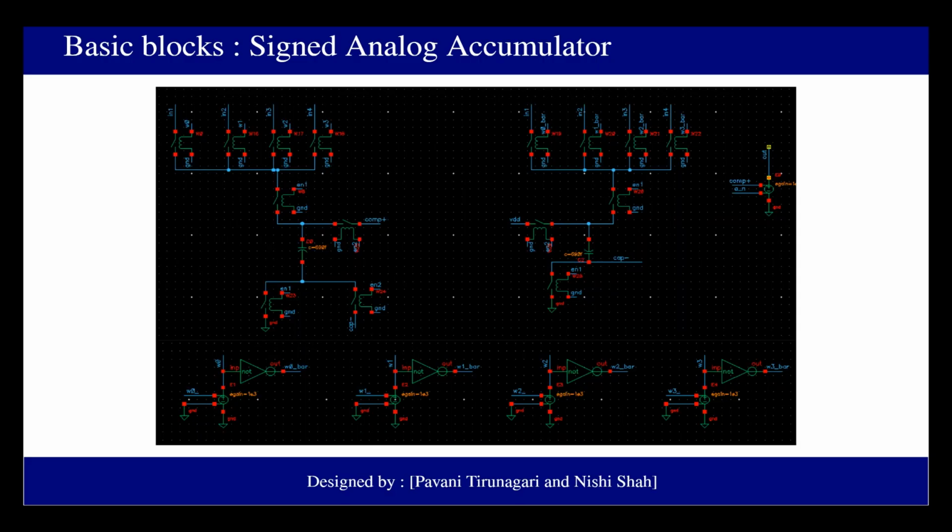So this is the next block, that is the signed analog accumulator. This is our first layer. So what we had to figure out here is, firstly, we have the sampler, which consists of the four switches we have above, and we have two here. One is for when we have a positive weight, and one is for when we have a negative weight, which is why you see two circuits.